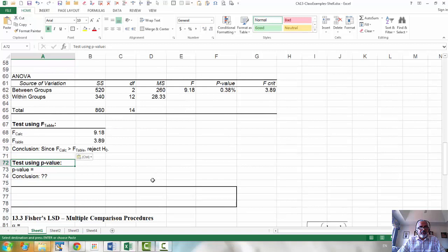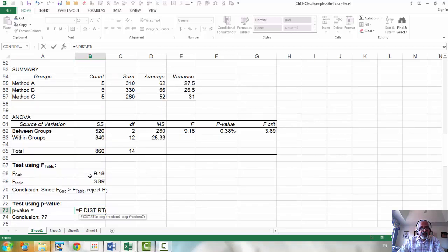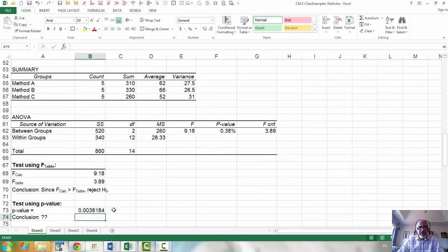So we reject the null hypothesis, and we can do the same test using p value also. So p value is given by F.DIST.RT, okay, of the F calc, comma the 2 degrees of freedom. So we already did this here. Okay, so we could simply use equal to that cell also. We can do it that way.